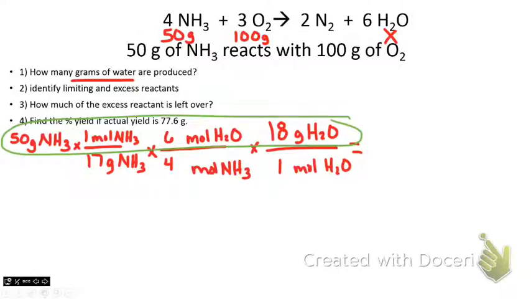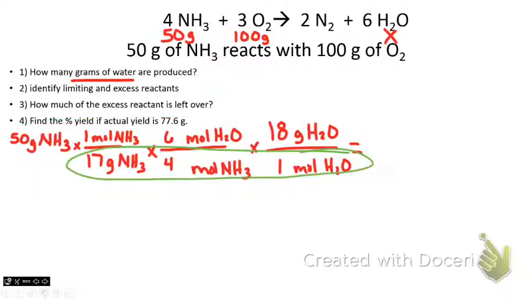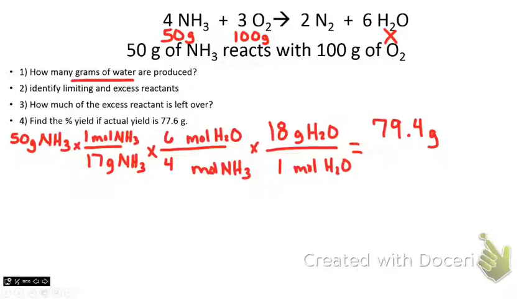If you punch in your calculator all of the numbers up top and multiply them together, it's 50 times 1 times 6 times 18. Then you're simply going to divide by everything that's in the denominator. Hit divide by 17, hit divide by 4, hit divide by 1, and you should end up with something around 79.4 grams of H2O. Awesome.